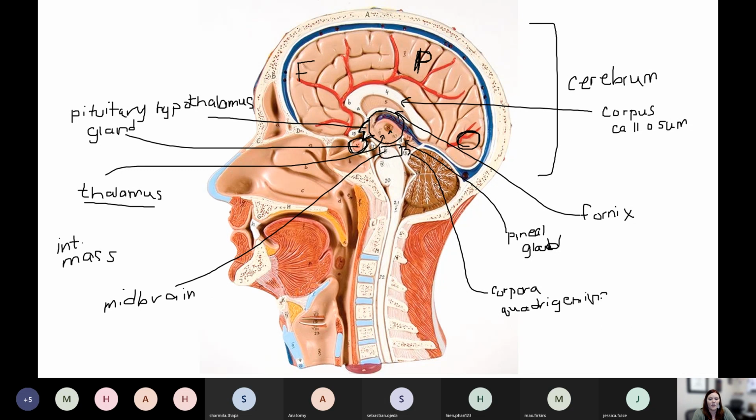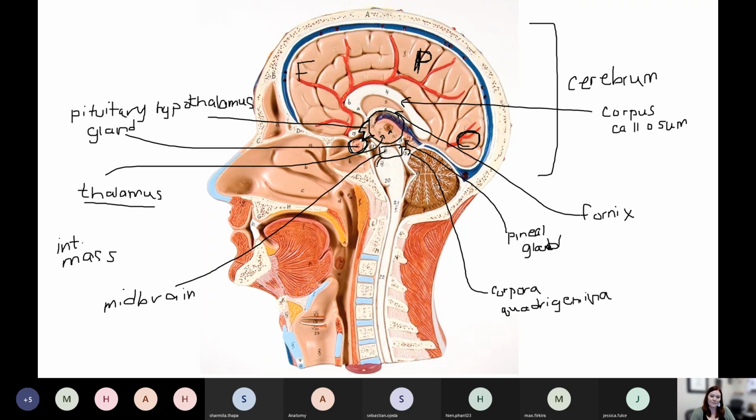And the corpora quadrigemina are responsible for your visual reflexes and your auditory reflexes. So if we were in class together and I picked up a textbook and started to throw it at you, you'd move out of the way. That's because of a visual reflex. So helping us to be aware of what's happening around us, corpora quadrigemina. The other kind of reflex that it helps us with are auditory reflexes. That's why if we drop a book on the floor and it makes a loud thud, you jump. That's an auditory reflex. So the corpora quadrigemina help us with those reflexes, visual and auditory. They're found on the back side of the midbrain.